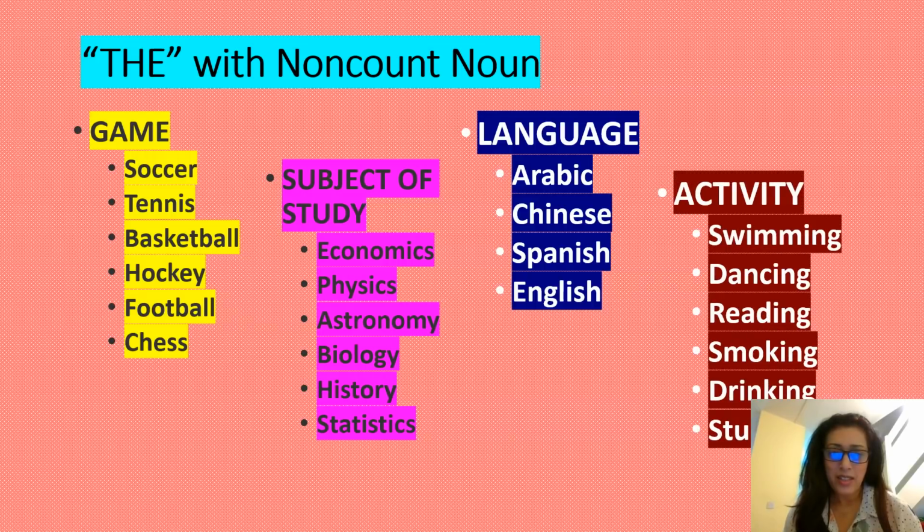And the next is game. So we use it with soccer, tennis, basketball, hockey, football, chess. We use it with subject of studies like economics, physics, astronomy, biology, history, statistics. Then we use it with the language, Arabic, Chinese, Spanish, English, and we use it with the activities like swimming, dancing, reading, smoking, drinking, studying.